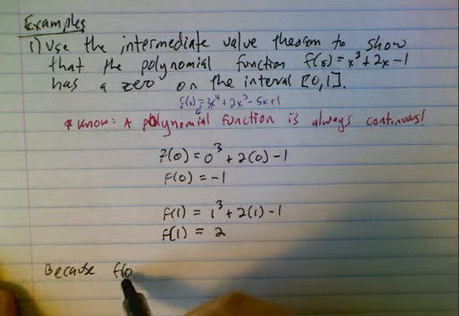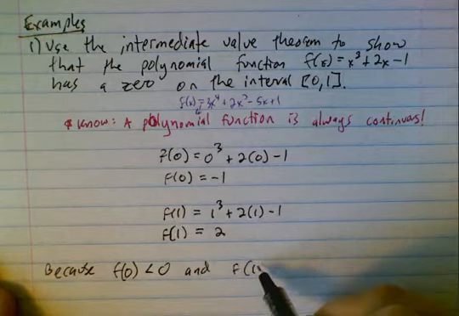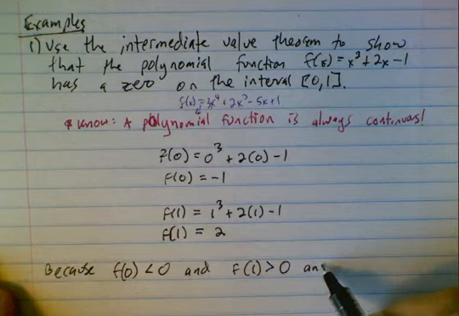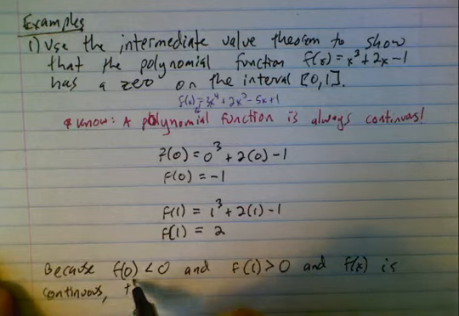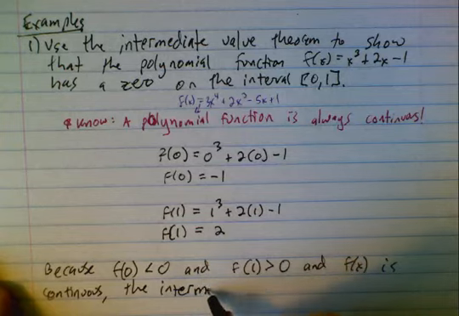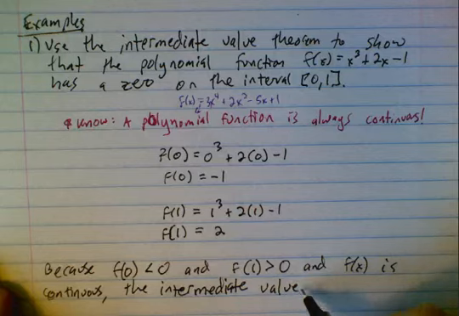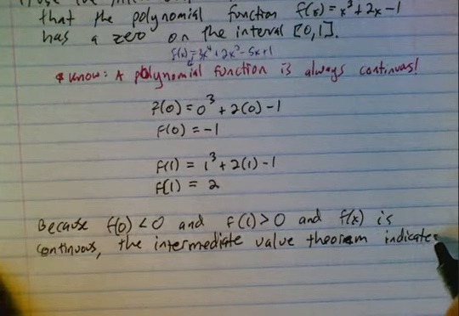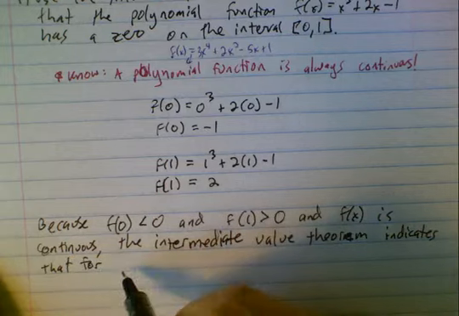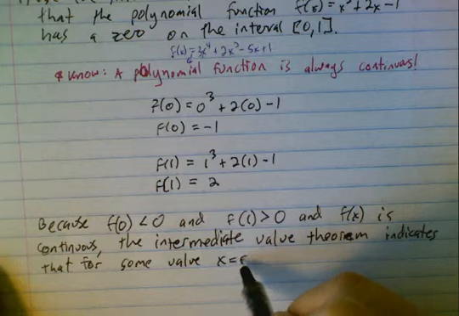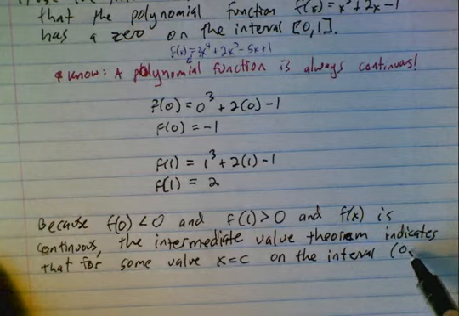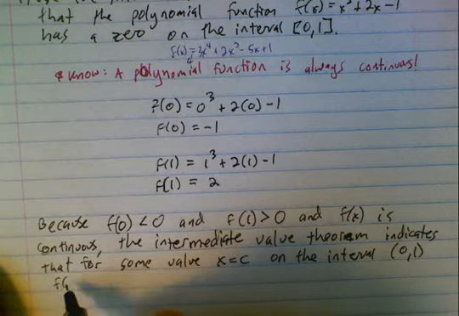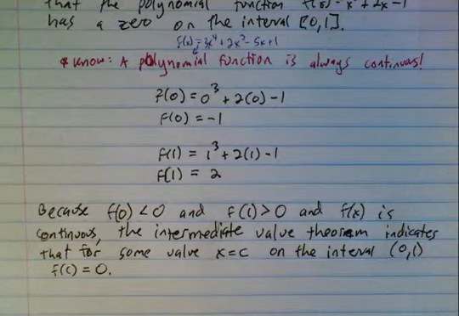Because f of 0 is less than 0 and f of 1 is greater than 0, and f of x is continuous, the intermediate value theorem indicates that for some value x equals c on the interval 0, 1, f of c equals 0. Ta-da! That's it.